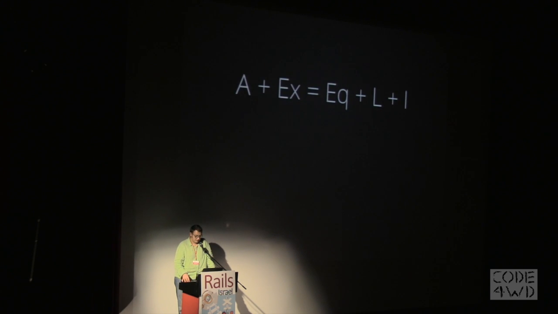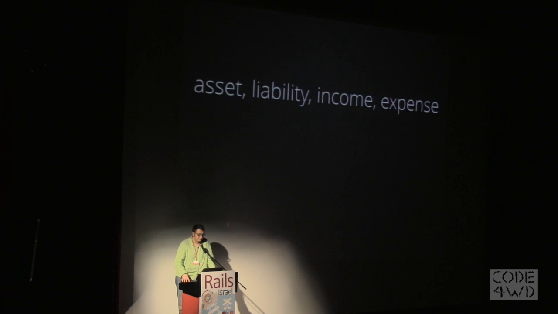So the accounting equation means that assets plus expenses equal equity plus liabilities plus income, meaning the sum of balances of all the accounts of this type. We usually use only four: assets, liability, income, and expenses. In marketplaces, capital is almost not used.